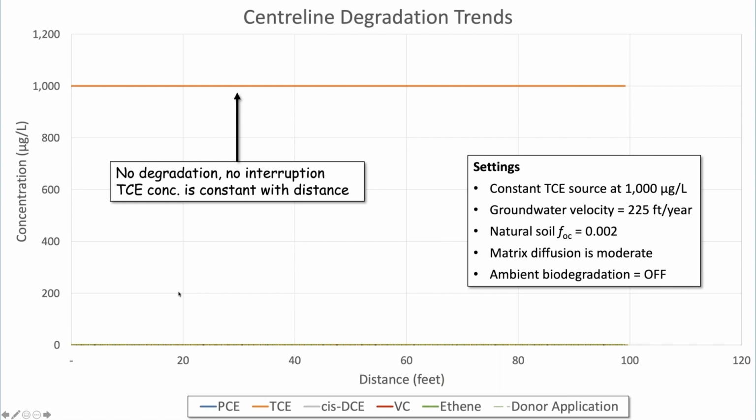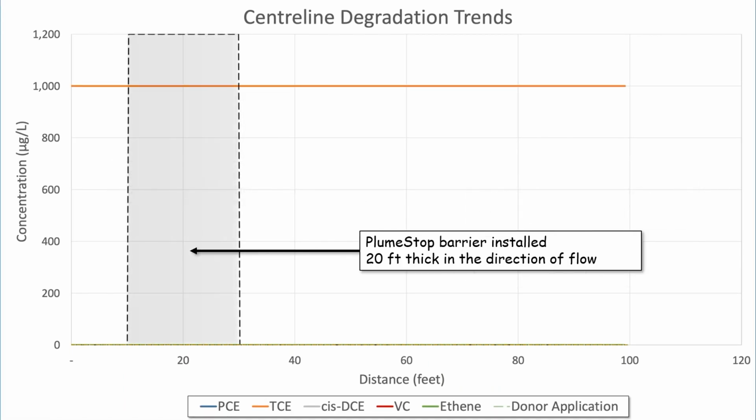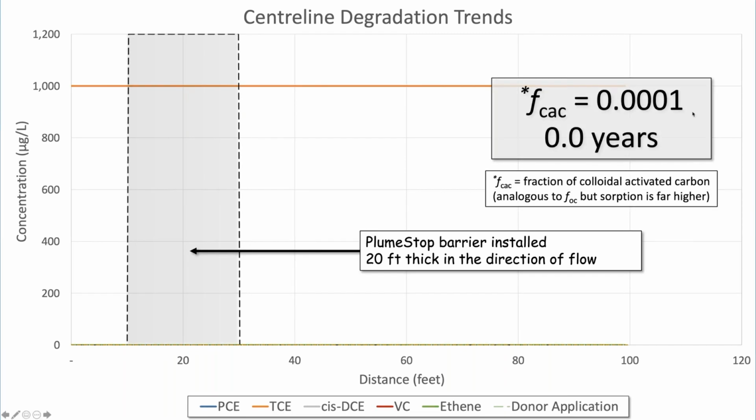Let's add a PlumeStop barrier, and we're going to make it an arbitrary 20-foot thickness. So in the model setup, it's from about the 10-foot point to about the 30-foot point, 20 feet overall in the direction of flow. The fraction of colloidal activated carbon, the PlumeStop application to the soil, is in this case a tiny amount, about 1/100th of a percent of the PlumeStop, 0.0003 as a FCAC. I've deliberately made this small for the purpose of this exercise. That would be a very low dose for a real-world application.